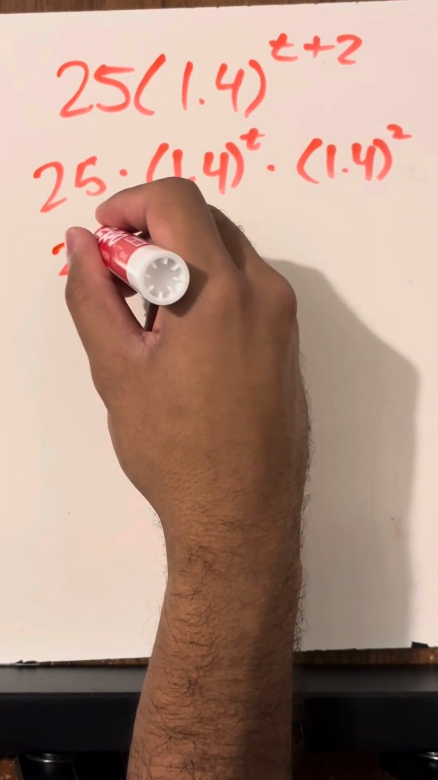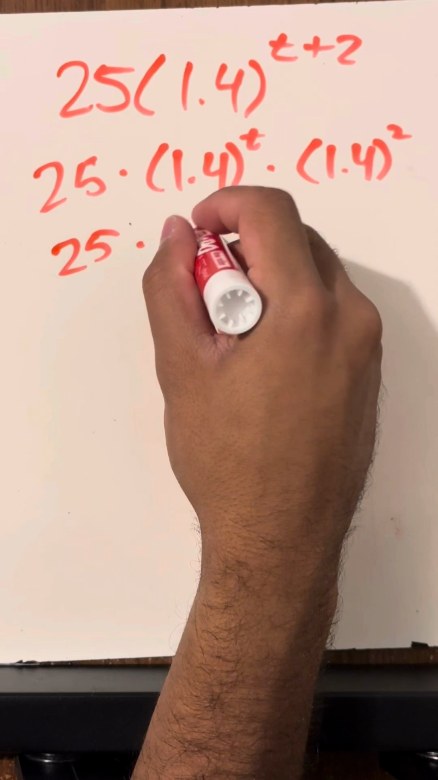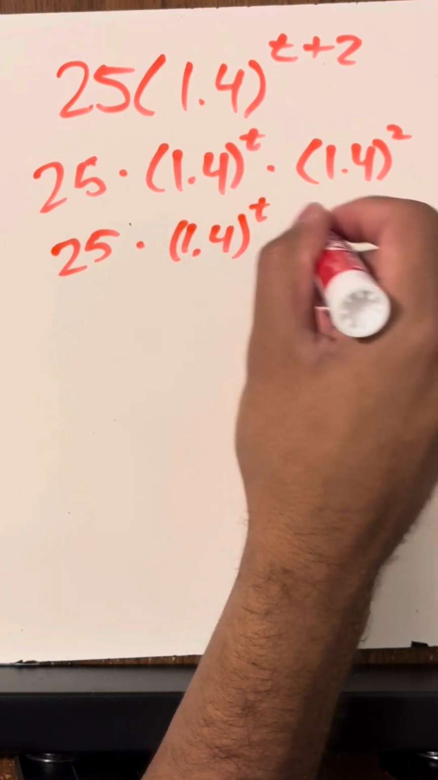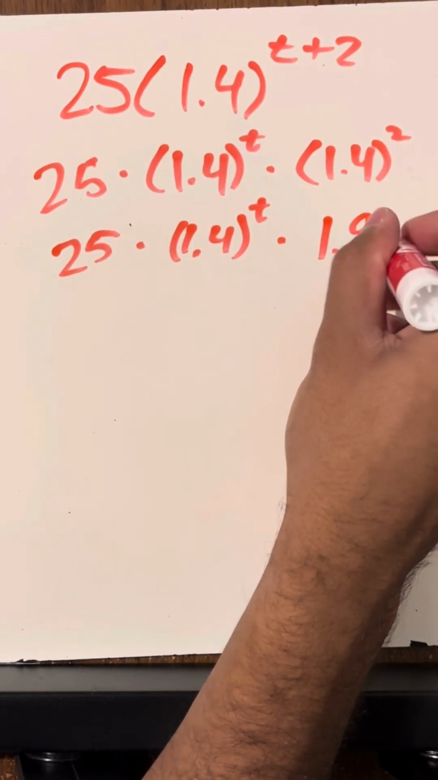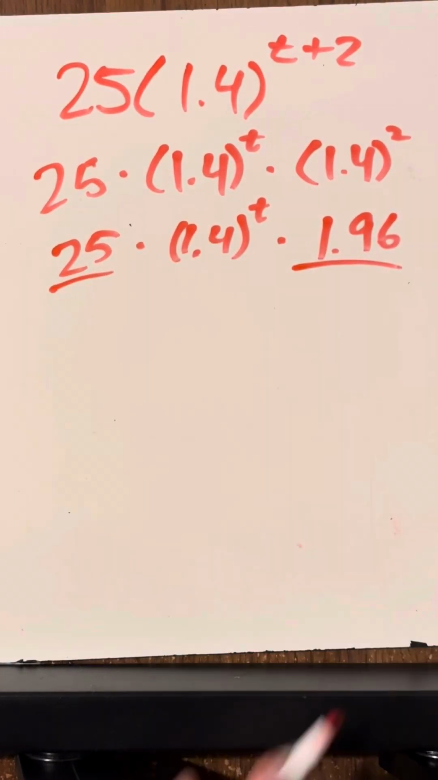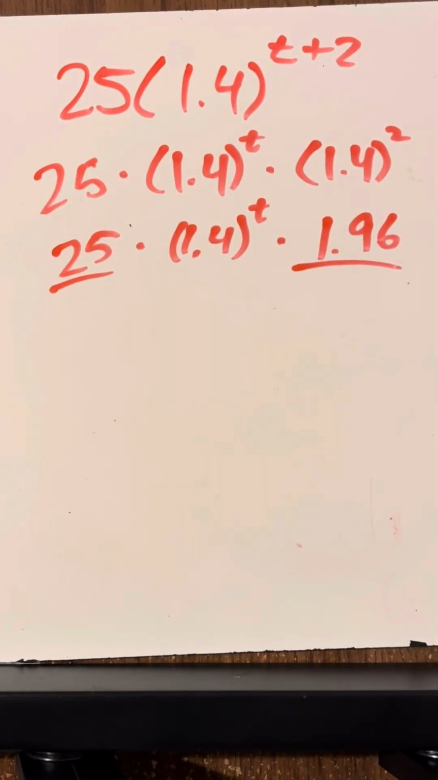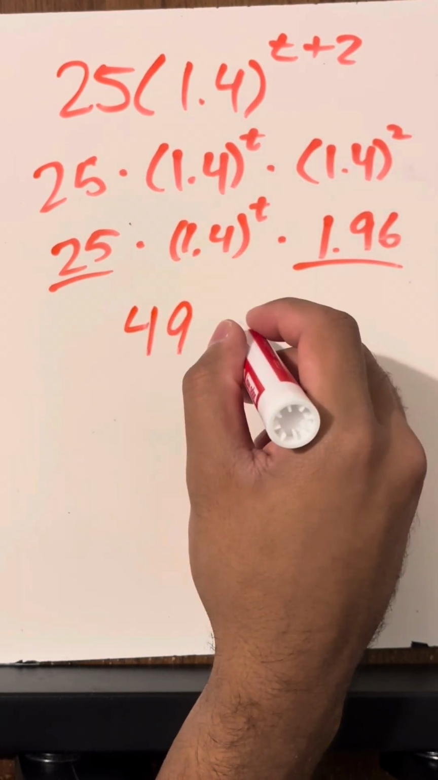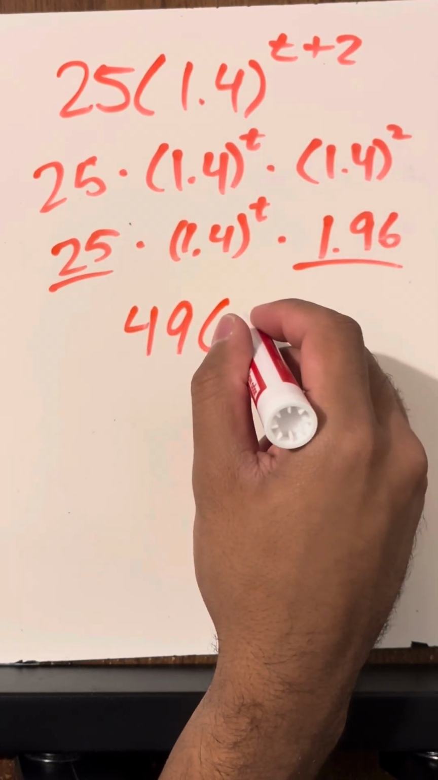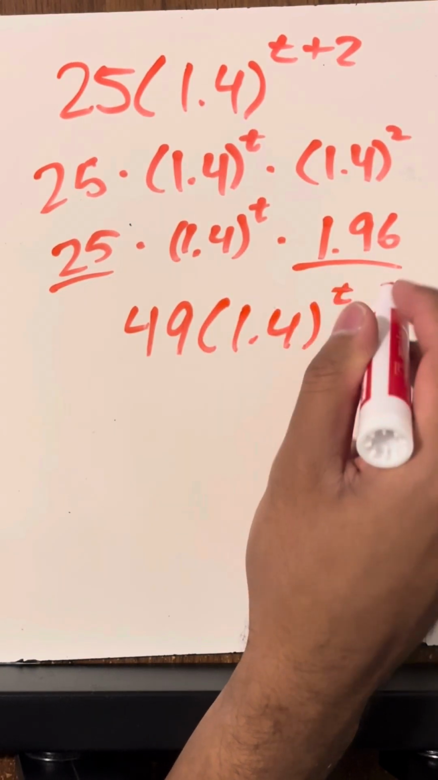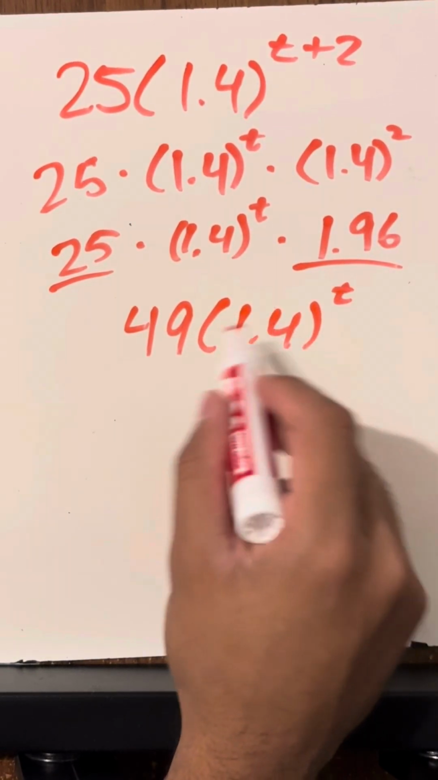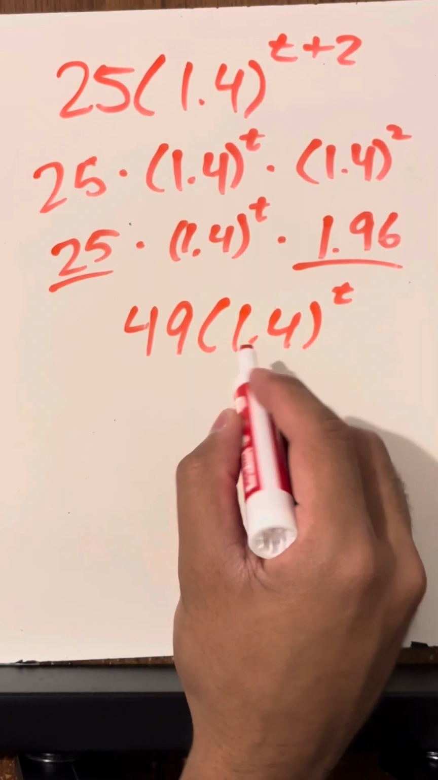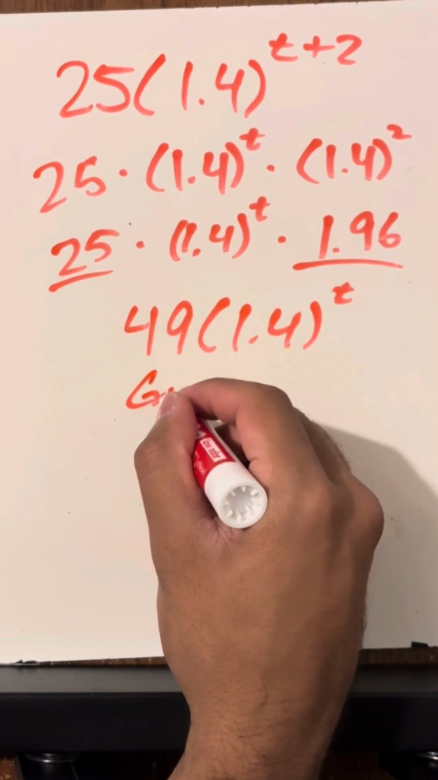So what we have is 25 times 1.4 to the t times 1.96. Finally, we multiply this number by this number, and 25 times 1.96 is 49. Times 1.4 to the t. Now we determine, is the number inside the parentheses greater than 1 or less than 1? It's greater than 1 because it's 1.4, so we say that it's exponential growth.